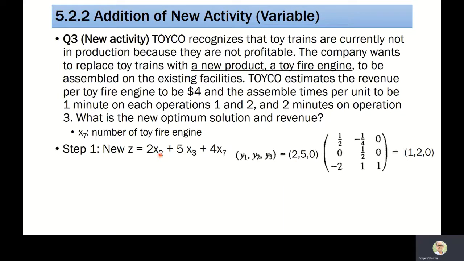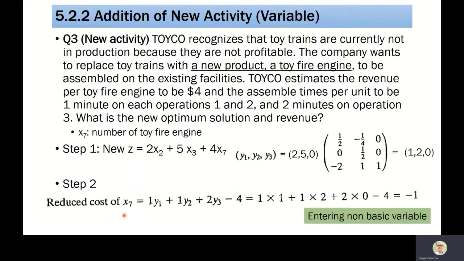So corresponding to x2 we have coefficient 2, corresponding to x3 we have a coefficient 5. So it is 2, 5, and corresponding to x6 we have a coefficient 0. This row vector is multiplied by the inverse of the matrix, and then we get 1, 2, 0. So we are following the same procedure which we have followed in the previous slide. Step 1, finding the dual variable.